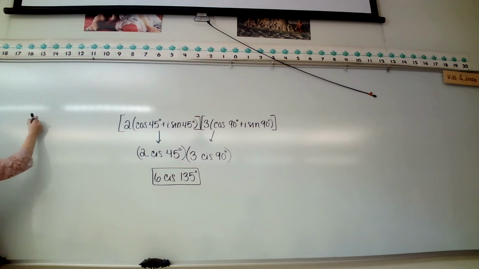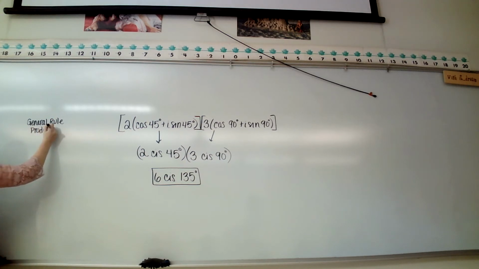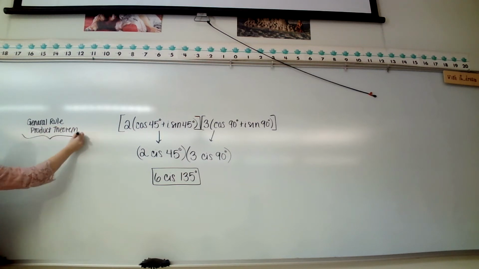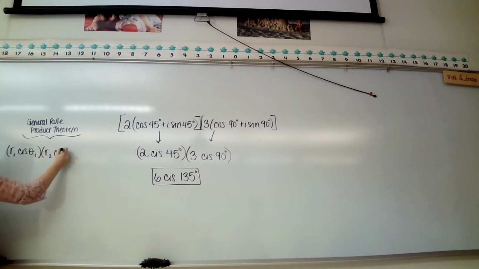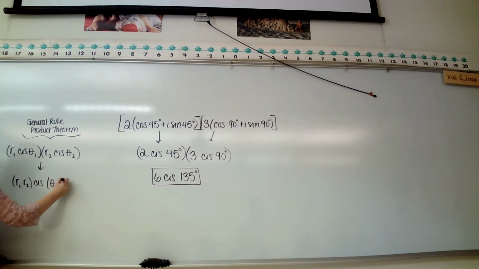So the general rule for what we're doing right now is called the product theorem. It's called the product theorem because product means when you multiply. If I write R1 CIS theta 1, and I multiply by R2 CIS theta 2, the rule is you multiply the R's, you write CIS, and then you add your thetas.